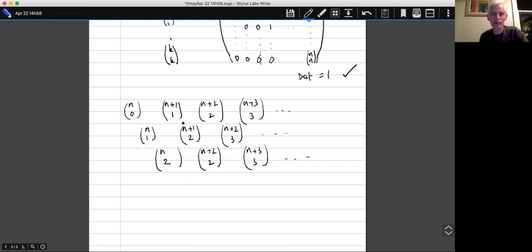And then n plus 1 choose 2. I should have written n plus 1 choose 3. And n plus 2, this should be an n plus 2 choose 4. Just get the pattern right. I've got the right pattern now.